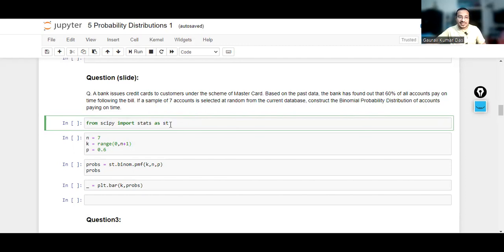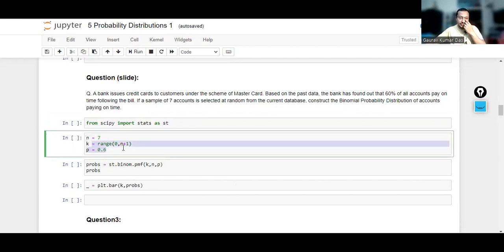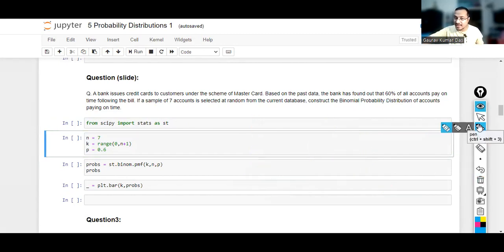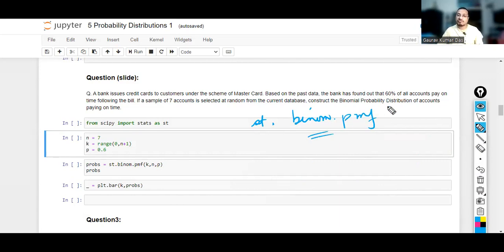So from scipy, import stats as st, n equal to 7, k is equal to range of 0 to n plus 1, and p is equal to 0.6. Now, from the stats module, we use st.binom.pmf. Binom means binomial distribution. .pmf means probability mass function, a plot between the events on the x-axis and their corresponding probability on the y-axis. There is one more function in binom called CDF. CDF means the cumulative probabilities on the y-axis and the events on the x-axis.